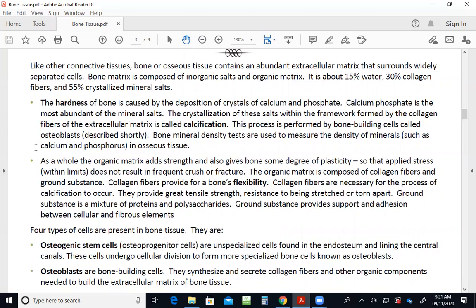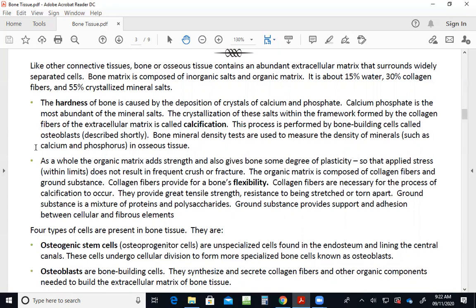Those mineral salts provide for the hardness of bone. Okay, and we're talking predominantly calcium and phosphate. Together, they form what's called calcium phosphate, which is the most abundant of those mineral salts. Crystallization of these salts within the framework formed by the collagen fibers of our extracellular matrix is called calcification. And the process is performed by bone building cells called osteoblasts, which we'll talk about at the bottom of the page.